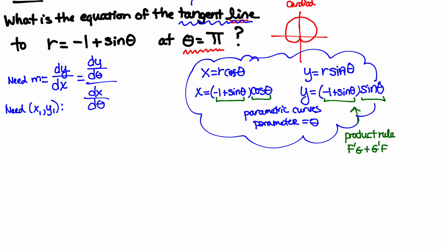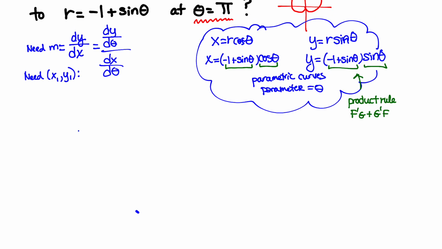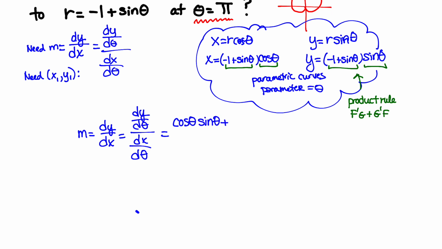Okay, so I'm coming down here and we're doing our slope, which is dy dx, which is dy d theta over dx d theta. We are getting this tangent line before class ends. I'm telling you, we are 1,000% getting this tangent line. Here we go. dy d theta is derivative of the first, derivative of sine is cosine, times the second, plus the derivative of the second times the first.